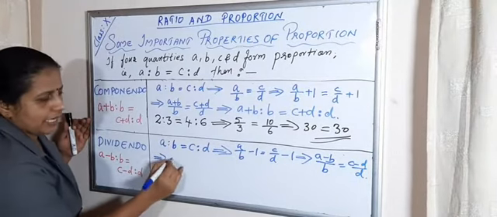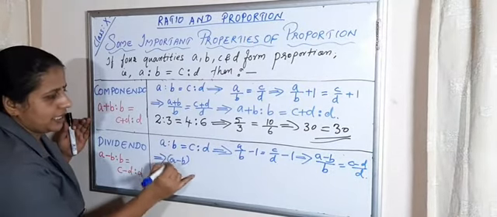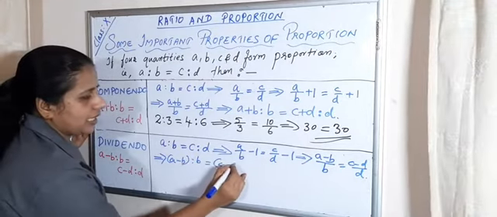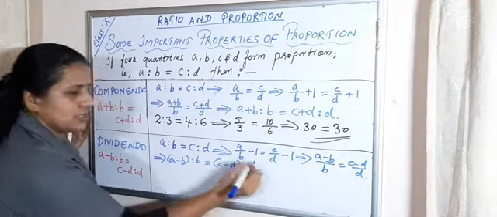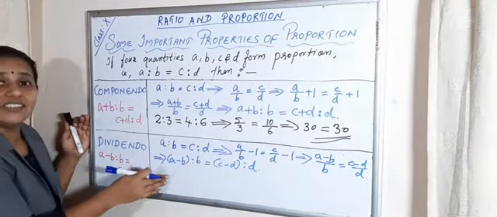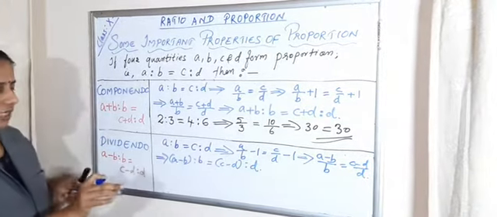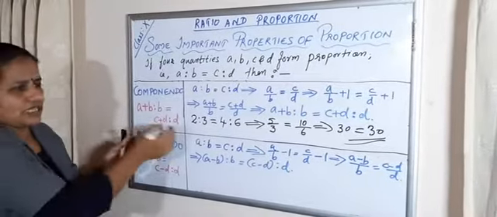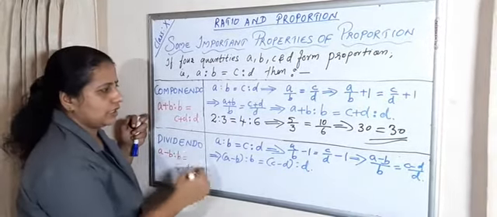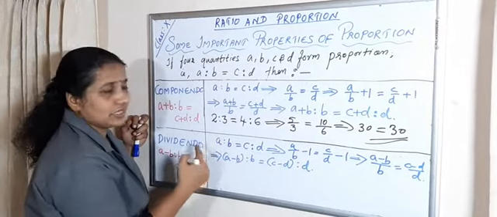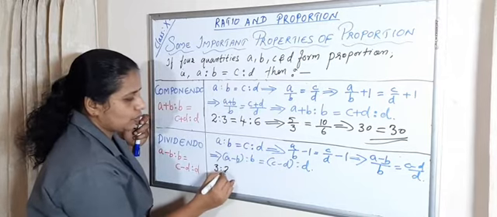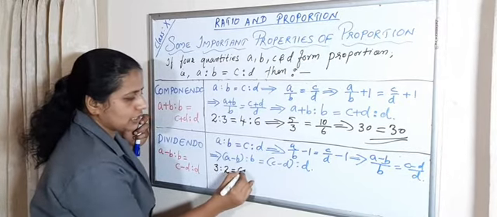Implies (A minus B) is to B equal to (C minus D) is to D. This is what is called the dividend property. I am using the same example here also, but one thing I am doing, otherwise you will get negative: 3 is to 2 equal to 6 is to 4.